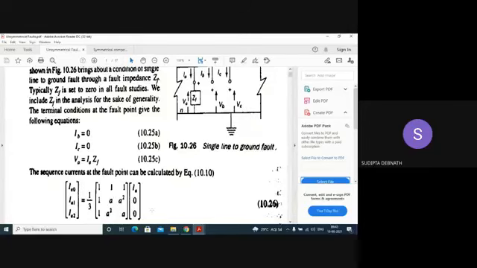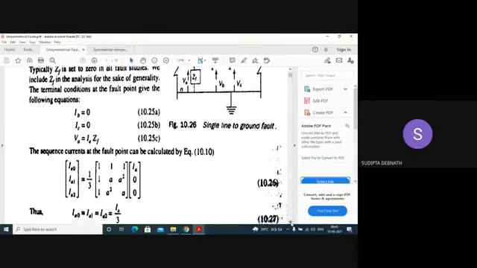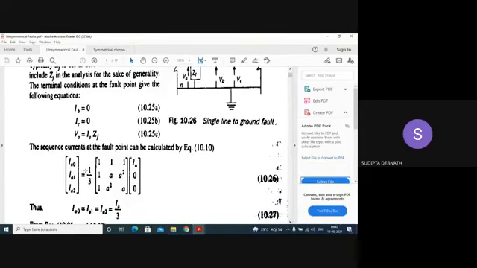Now we know that IB and IC equal to 0. Therefore, we can find out what is IA0. What is IA0? 1/3 of IA only. And what is IA1? IA1 will be also 1/3 IA. IA2 will be also 1/3 of IA. So under single line to ground fault, you can easily observe that all the sequence components are equal. IA0, IA1 and IA2 all are 1/3 of IA.